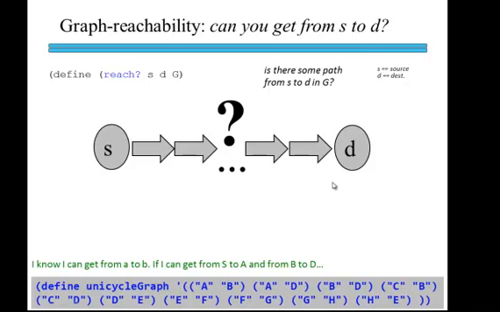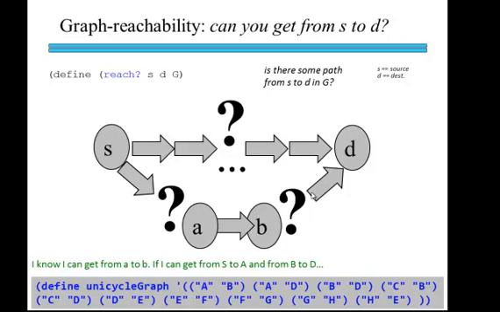How we'll do that is we'll use a use it or lose it approach, and we'll start with picking the first edge, which will be it. Here it goes from A to B, and we'll ask the recursive questions of, I know I can get from A to B. Can I get from S to A and from B to D?